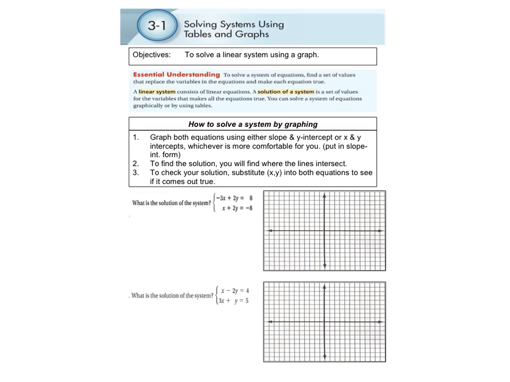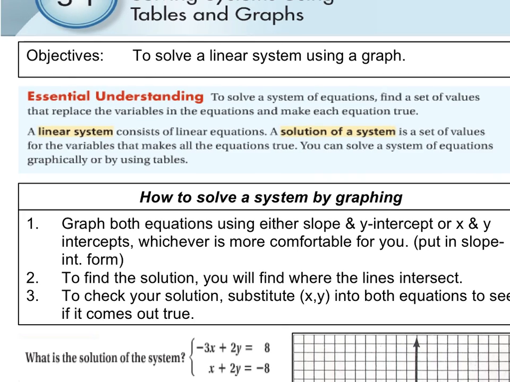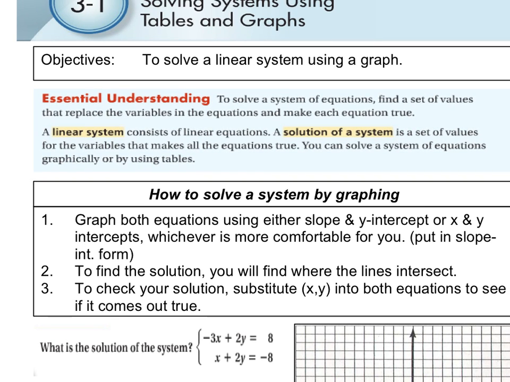Section 3.1, we're solving systems of equations by graphing. Now, a couple things here. Again, a linear system consists of linear equations, or equations of lines. And a solution to a system of two equations is going to be an ordered pair. So all of your answers will be in the ordered pair x comma y. You'll have two numbers as your answers as we look at these.